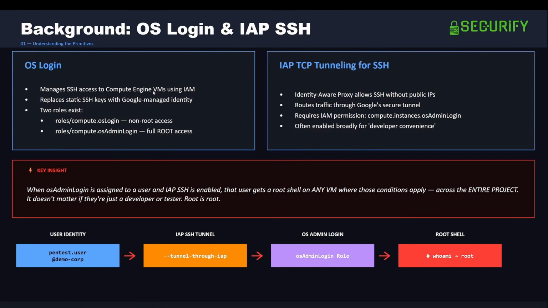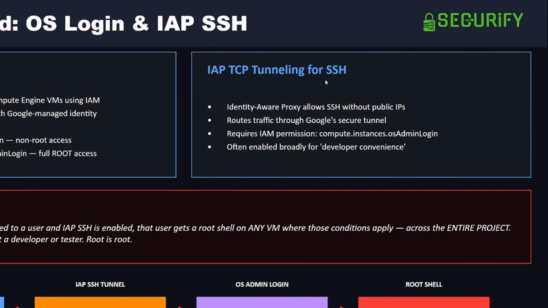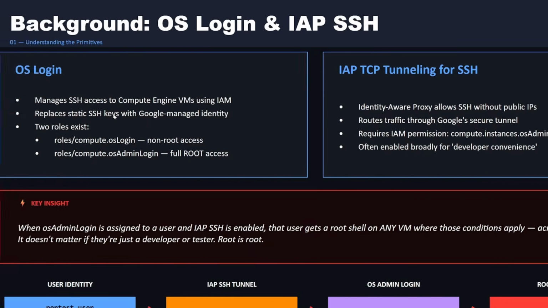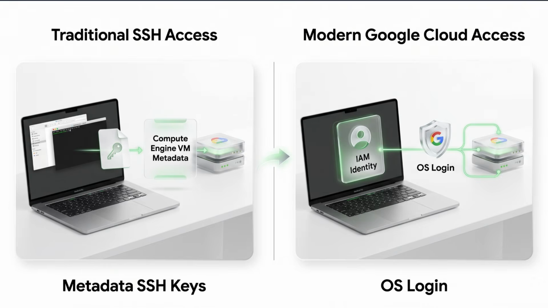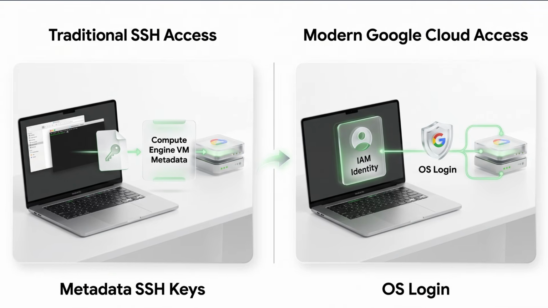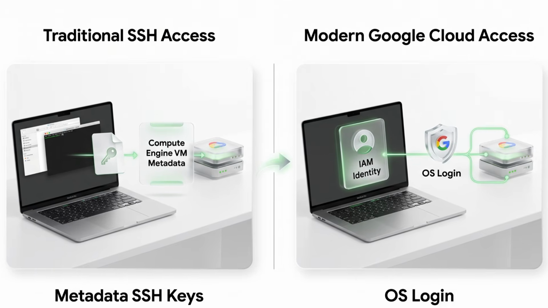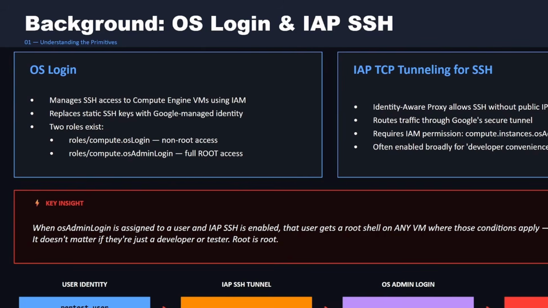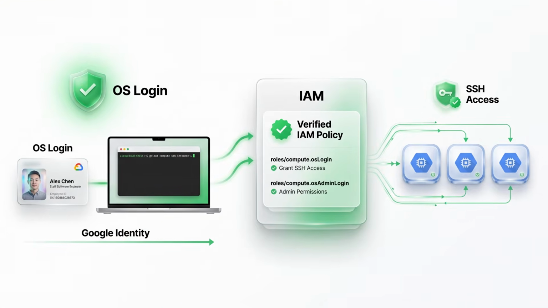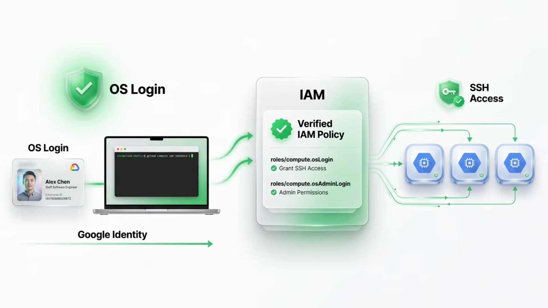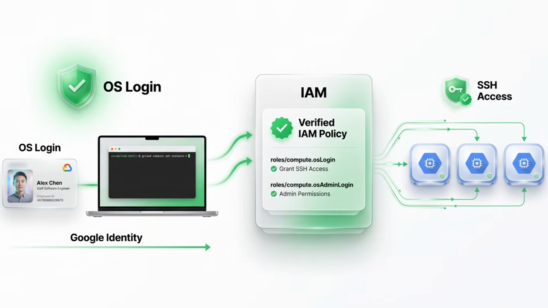To understand the vulnerability, you need to understand 2 GCP features: OS Login and IAP TCP tunneling for SSH. Let me walk you through both. Historically, SSH access to GCP Compute Engine VMs was managed through static SSH key pairs, meaning you would need to manually add public keys to VM metadata. OS Login replaced that model. With OS Login enabled, SSH access is controlled entirely through IAM roles. No more static keys, no more manual key distribution, as Google manages the identity binding itself.